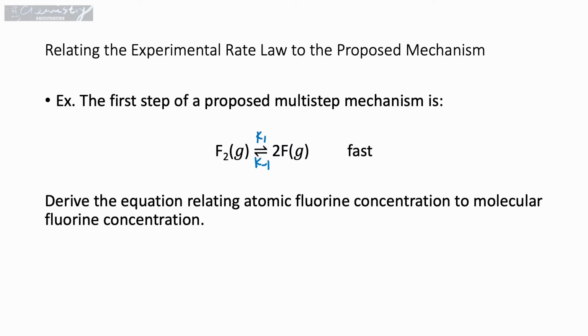So to express the rate, it is going to equal K1 multiplied by the concentration of atomic fluorine to the first power, because remember, if it's not shown, the coefficient is 1, is equal to K negative 1 multiplied by the concentration of the molecular fluorine to the second power, because it has a 2 as its coefficient.